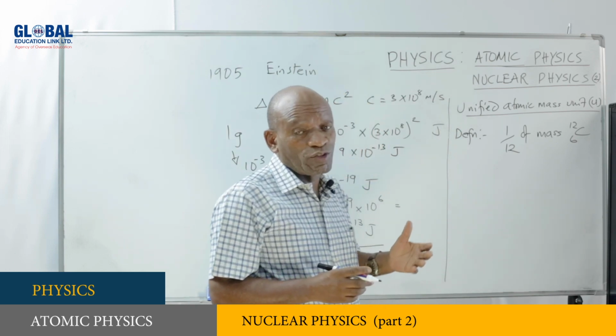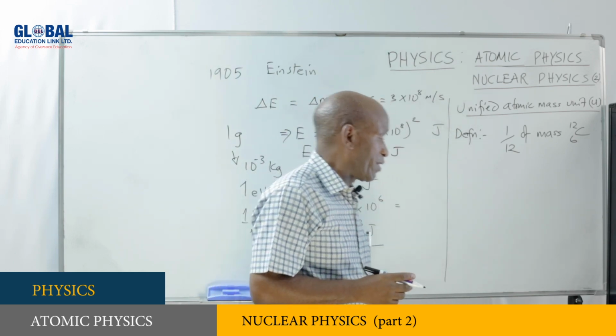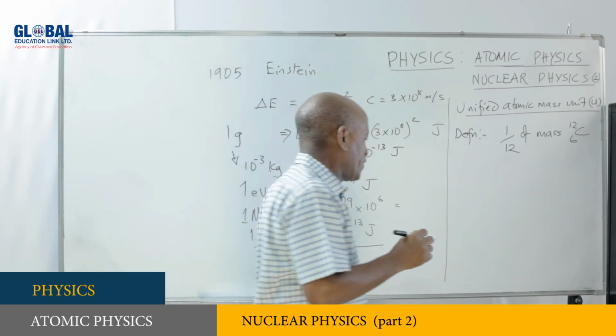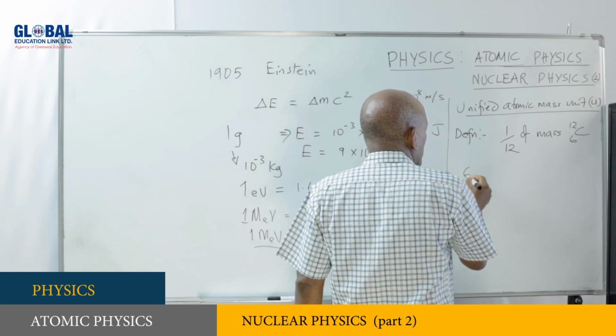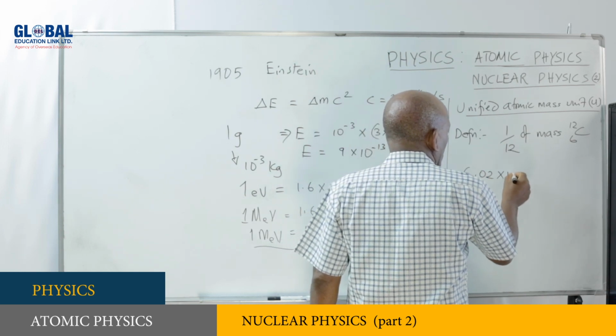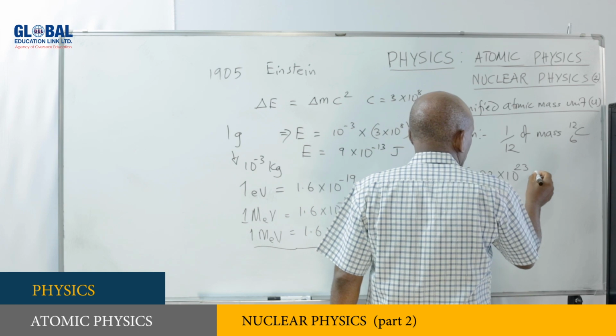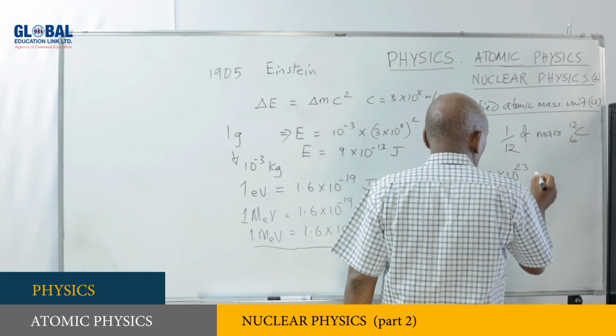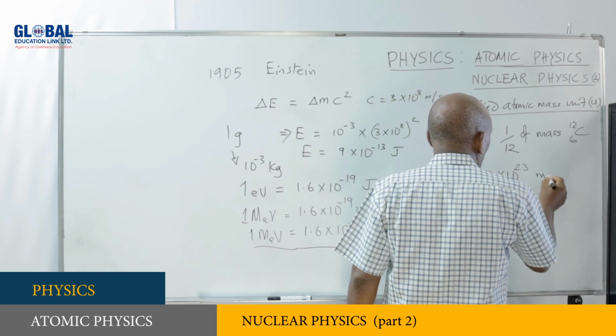And we can try to calculate this. 1 mole of carbon contains 6.02 times 10 power 23 atoms.